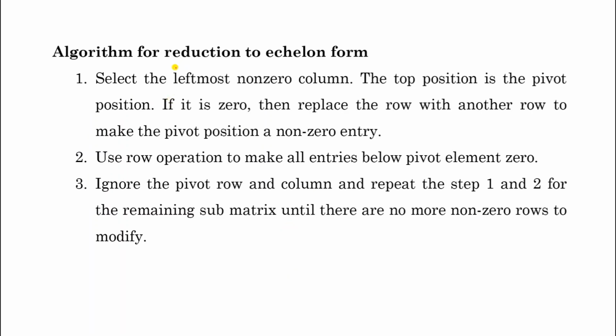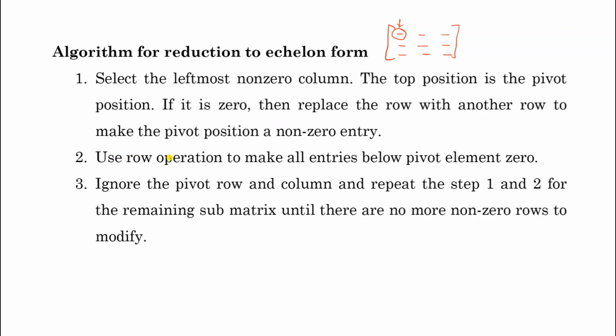Now, the algorithm for reduction to echelon form. Select the leftmost non-zero column. Suppose for example, the matrix is like this, and suppose the entries are like this. I am taking the example of a 3 by 3 matrix. Select the leftmost non-zero column. Just assume this one is a non-zero column. So this one is the leftmost column. The top position is the pivot position. This position is the pivot position. If it is 0, then replace it with other rows. Otherwise, if it is non-zero, that is fine.